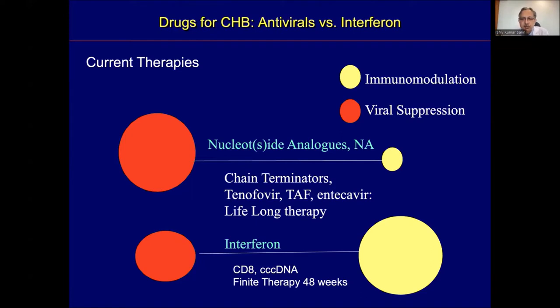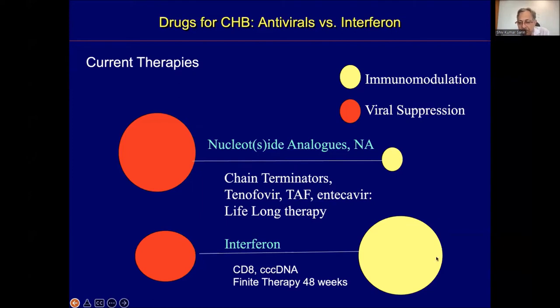Now these are your two classes of drugs. One class is your nucleoside or nucleotide analogs. These are chain terminators. They don't allow the virus to form DNA from single-stranded RNA. So what are the drugs? Tenofovir, TAF, or entecavir. This is a lifelong therapy. Once you start, normally 30 to 40 years you have to give. They are very strong antivirals, but very poor immunomodulators.